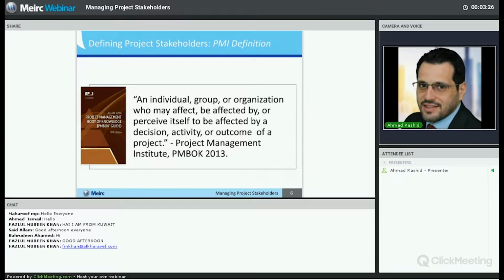Now let me move on and define project stakeholders from the PMI standard. Many of you are aware that PMI stands for Project Management Institute, and it is based in the US. In their manual, the PMBOK, Project Management Body of Knowledge Guide, they define stakeholders as an individual, group or organization who may affect, be affected by, or perceive itself to be affected by a decision, activity, or outcome of a project.